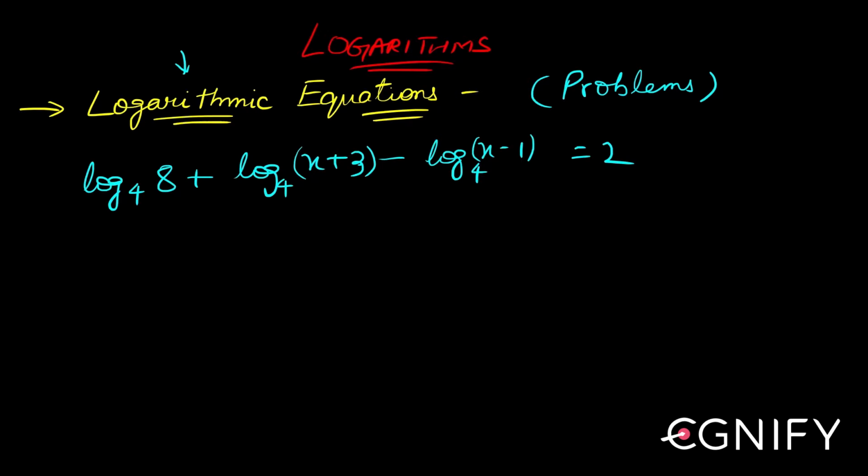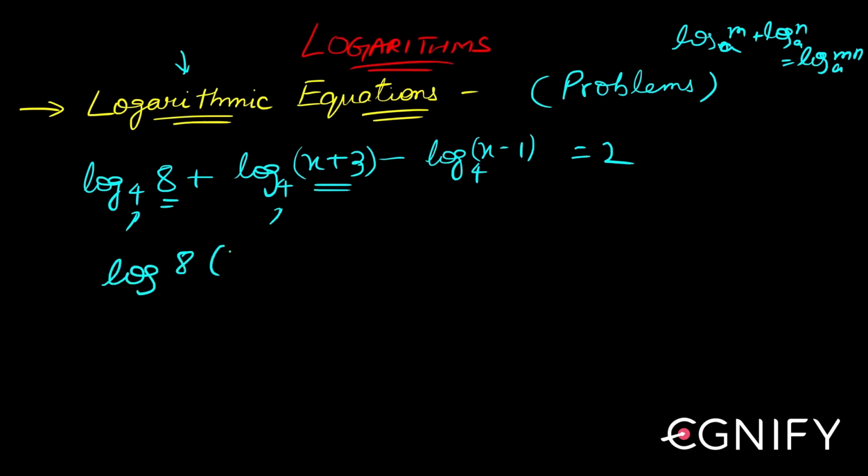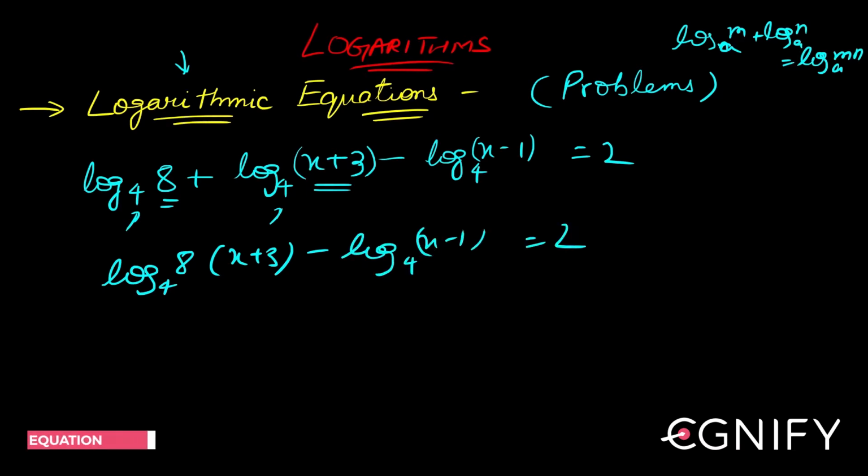So for instance, how will I solve this equation which has logarithmic terms? You have log a base something plus log b base something. That means it will be something like log m base a plus log n base a is equal to log mn base a. Right, so you're using that property now. So log 8 into x plus 3 base 4 minus log x minus 1 base 4 is equal to 2.